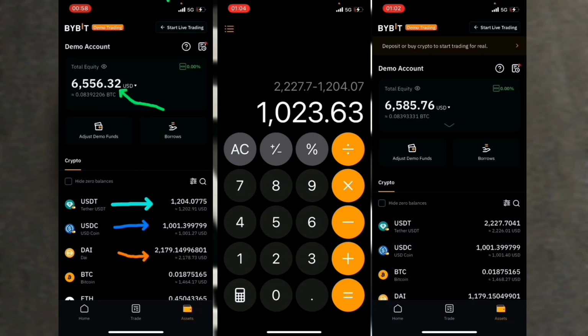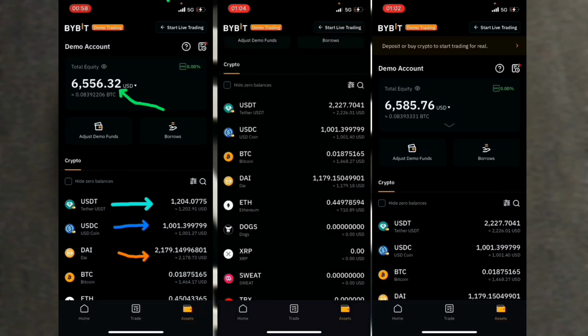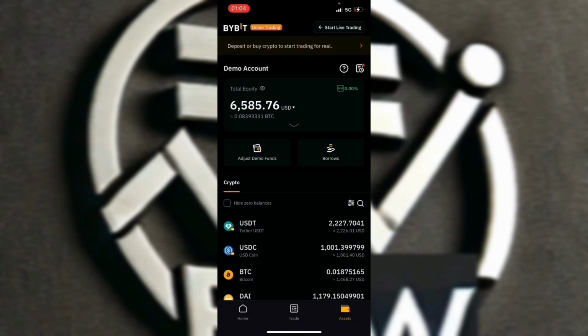So if you start this right now, you can be making a whole lot of profits. All you need is a very good amount of capital to indulge in this process.